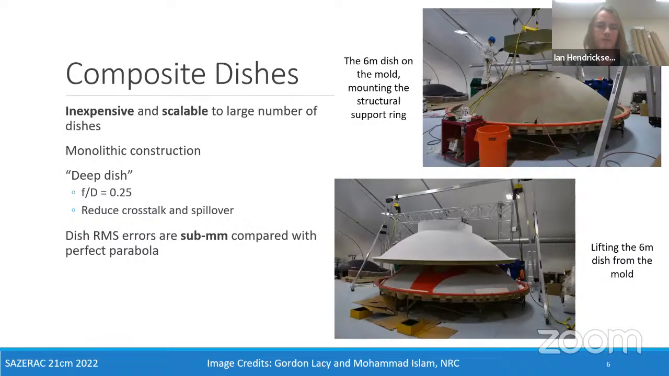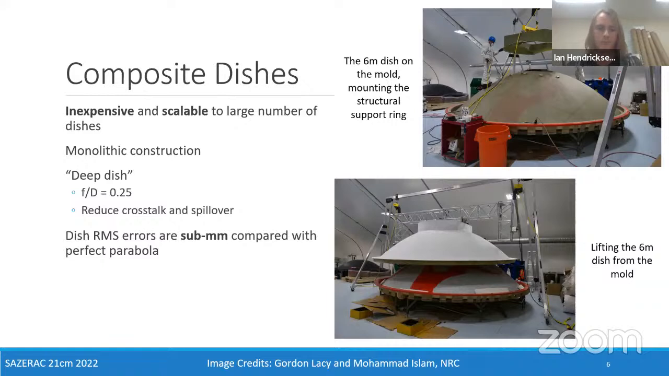So the first of the technologies for D3A6 that I'd like to talk about are the composite dishes, which are designed to be inexpensive as well as scalable to a large number of elements. And this is achieved through its monolithic construction design. By this, I essentially am saying that the dish itself is poured over a mold, which both helps to keep the dish RMS errors sub-millimeter, as well as to keep the design cost down.